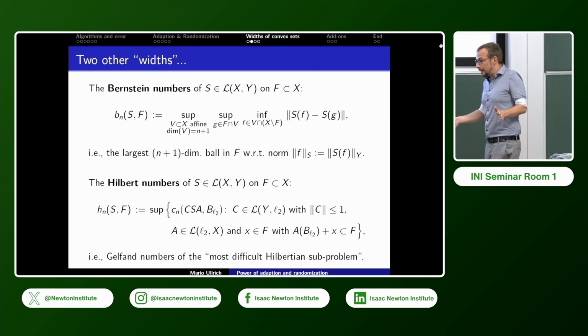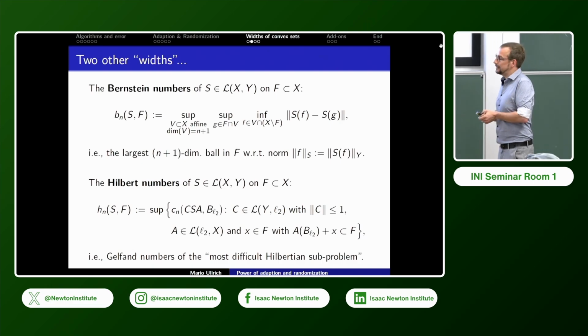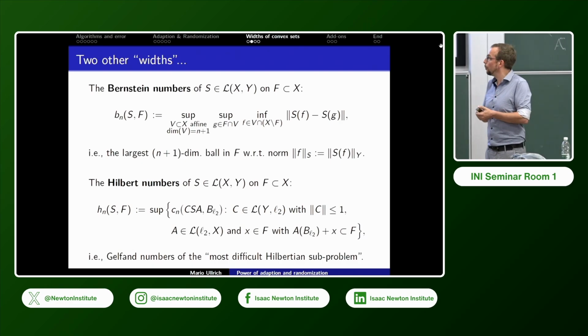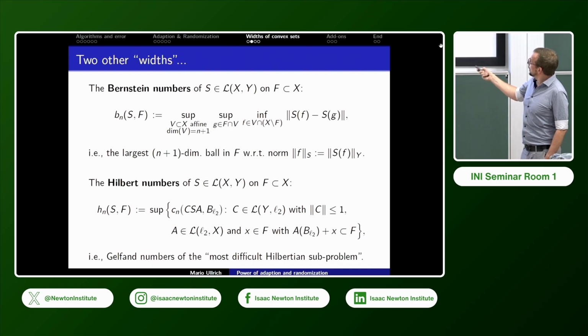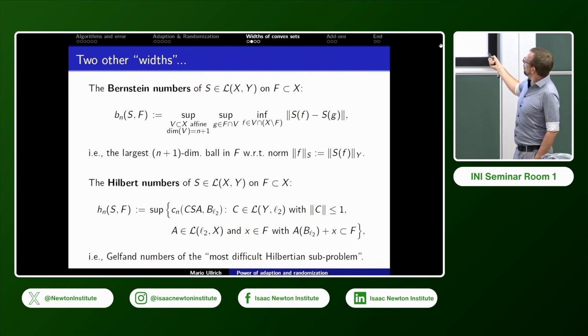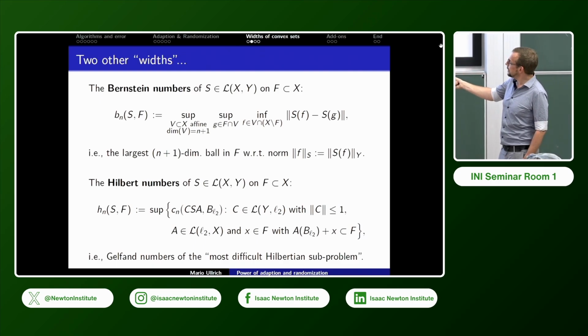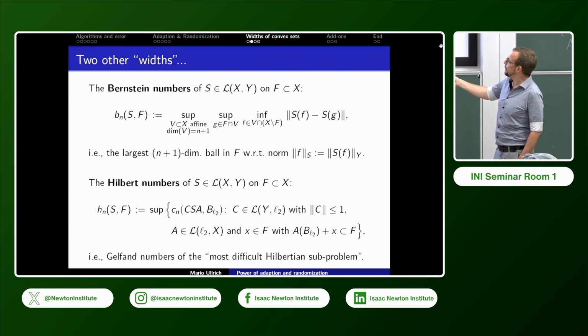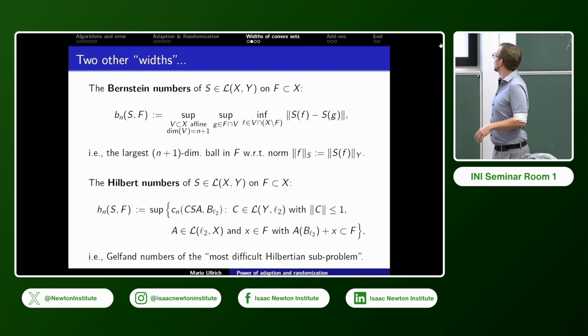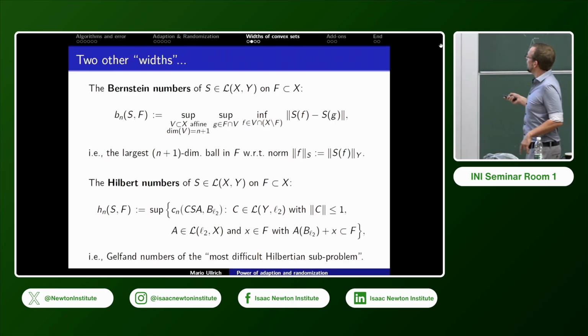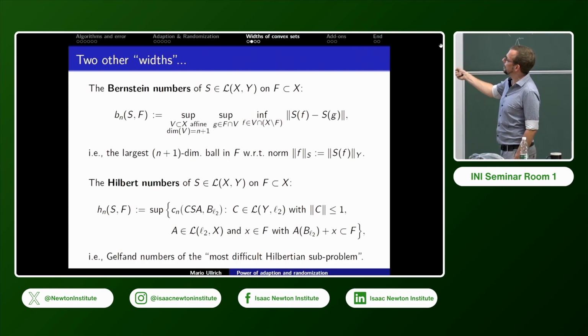Two more widths, I'm sorry, but these are important here, but maybe some of you already know at least the first of these two. So the Bernstein numbers of an operator are given by this formula. Let me save time by just reading this. It's the largest n+1 dimensional ball in the class F with respect to this norm. It somehow also represents a ball inside, I don't draw this now, this can only be ugly. Okay? It somehow gives you the largest n+1 dimensional ball in F with respect to a slightly different norm.